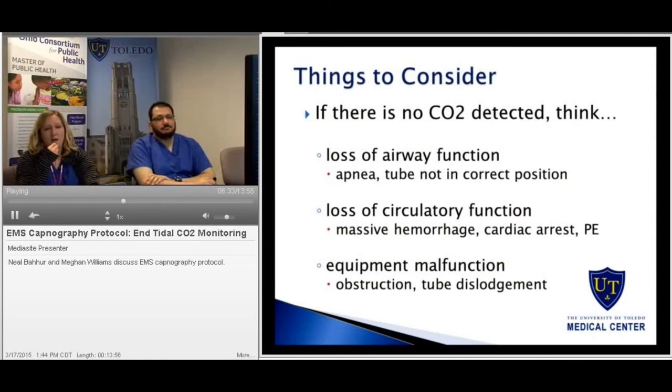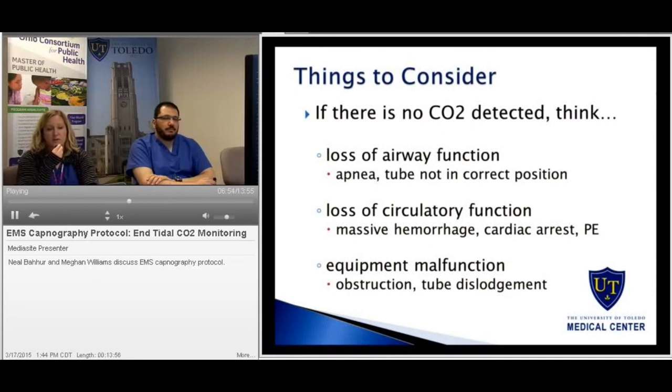So if you're monitoring end-tidal CO2 and you see that there is none detected, then you have to think a couple of different things. Number one, that there is a loss of airway function. So the patient is no longer breathing, or the tube is no longer in the correct position. If it's in the esophagus, you're not going to get any CO2 return. So you've got to think about repositioning the airway.